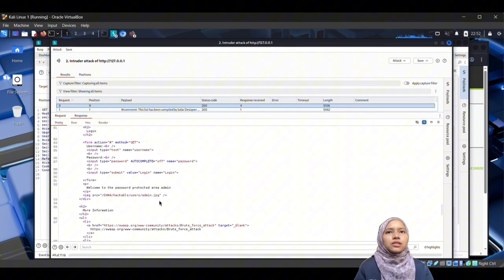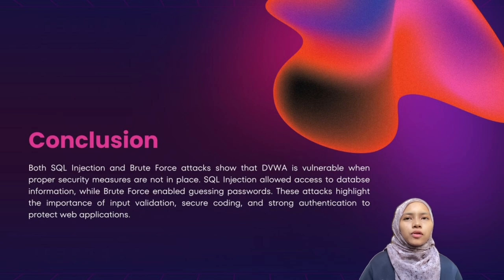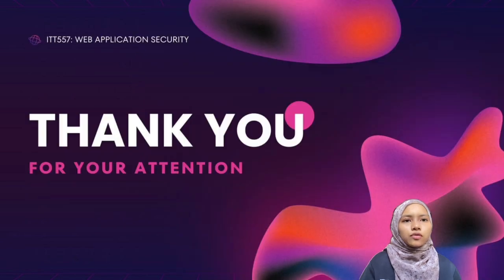From this attack, it shows how a weak login system without protection like rate limiting or account lockout can be brute forced using automated tools like Burp Suite. The conclusion I can draw from both of the attacks is that DVWA is vulnerable when proper security measures are not in place. SQL injection allows access to database information, while brute force enables guessing passwords. So these attacks highlight the importance of input validation, secure coding, and strong authentication to protect web applications. That's all from me. Thank you.